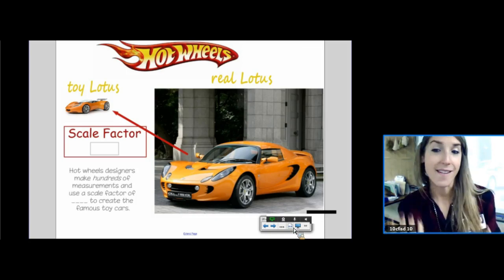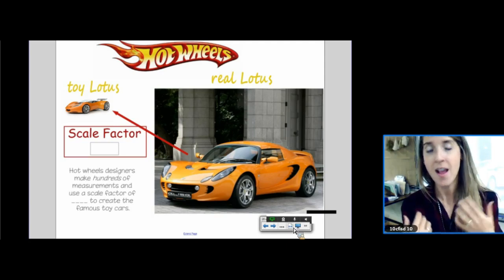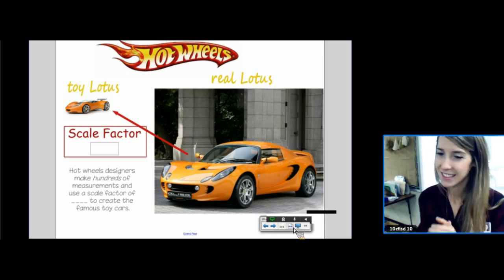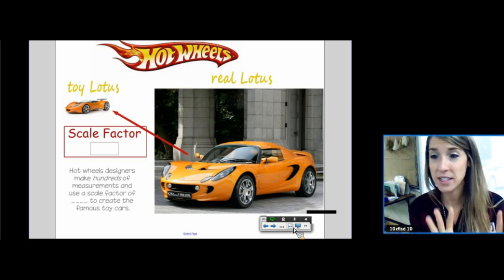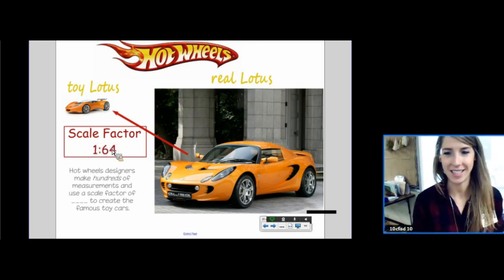Now, what's that number? How much smaller is the Hot Wheels car than the real car? How much bigger is the real car than the Hot Wheels car? Can you take a guess? Hot Wheels, the company, uses a scale factor of 1 to 64.